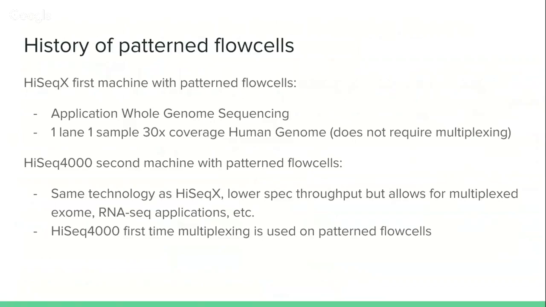The HiSeq 4000 was the second machine with pattern flow cell technology. It was essentially the same technology as the HiSeq, lower spec throughput, but allowing for multiplexing so that people could do exomes, RNA-seq, etc. And so the HiSeq 4000 was the first time multiplexing was used on pattern flow cells.